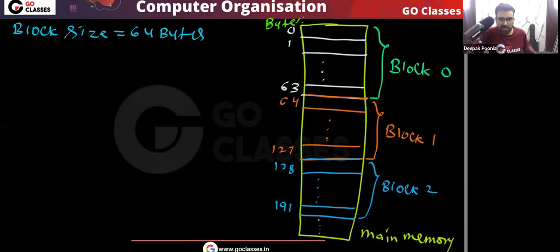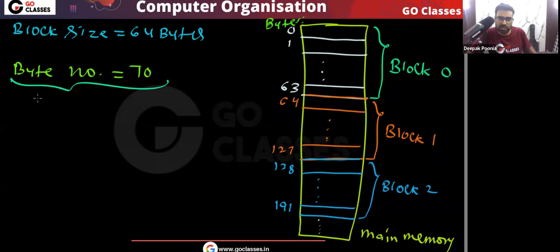Now just tell me a simple point. If I ask you to which block byte number 70 will belong. For example, if I give you the byte number in decimal, let's assume the byte number is 70. And I am asking you, this byte number 70 will belong to which block? From this byte number 70, can you tell me the block number?